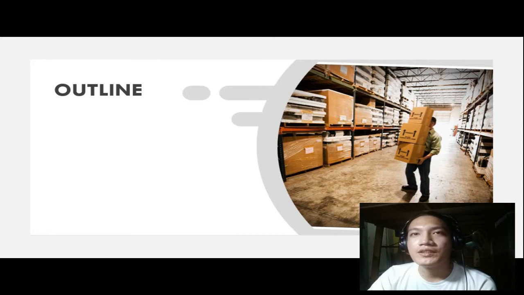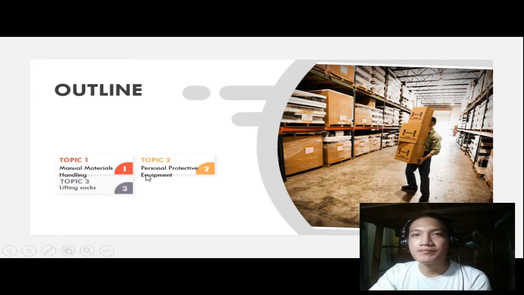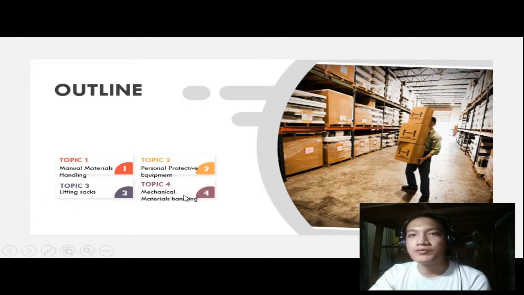So, first is the outline of our report. Topic 1, Manual Materials Handling. Topic 2, Personal Protective Equipment or PPE. Topic 3 is Lifting Facts. Topic 4, Mechanical Materials Handling. Topic 5 is Workspace Layout. And Topic 6, Solving Materials Handling Problems.